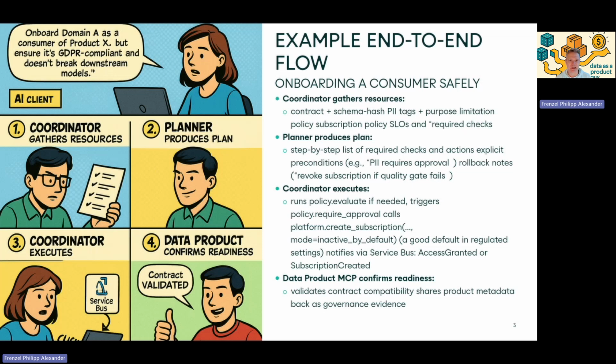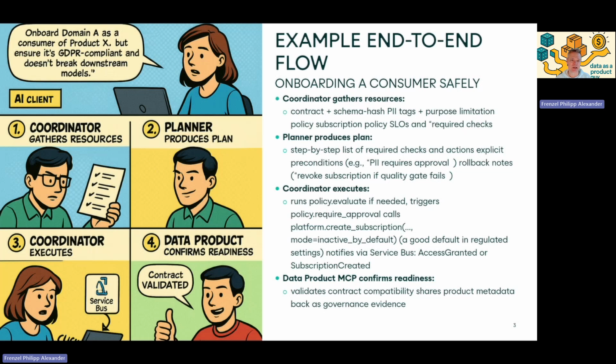Then the planner goes and produces a plan. So it makes a step-by-step list of what is required: checks and actions explicitly, preconditions, everything that you need, even all the approvals that you need. Rollback notes, like what happens if not. Then it gives it back to the coordinator, and the coordinator executes.